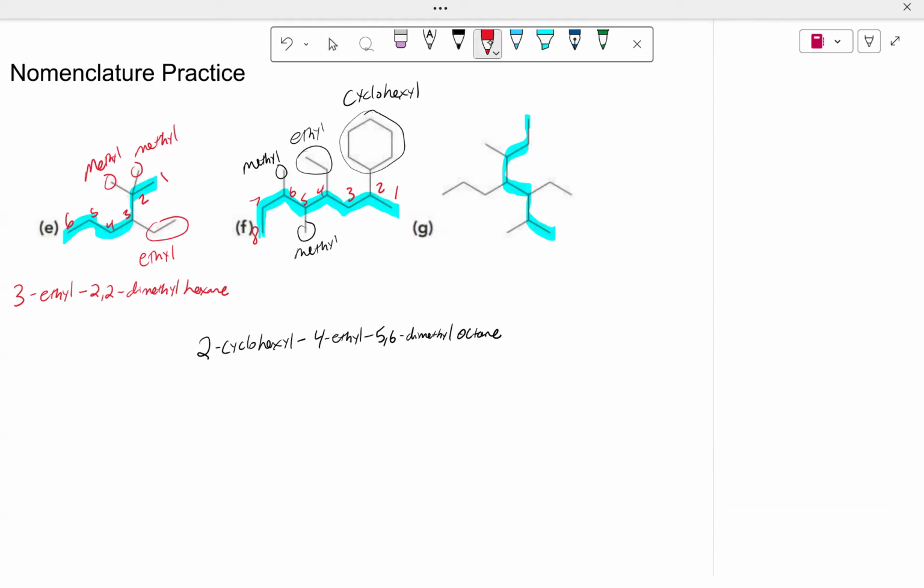I encourage you to look at the other pathways and see if you can find the options that don't work. But again, when you have two or more pathways that have the same parent chain, you go with the pathway that gives you more substituents. So I'm going to number here 1, 2, 3, 4, 5, 6, 7.